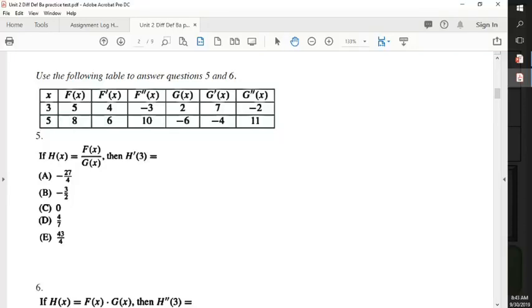Okay, I like problems like this because it gives you values instead of a function. So that means you really only have to know calculus to do this. It tells you what h is, and then it says find h prime, and then plug 3 into it. That's what it says. Don't plug the 3 into it first. Don't do that first. You have to find the h prime first.